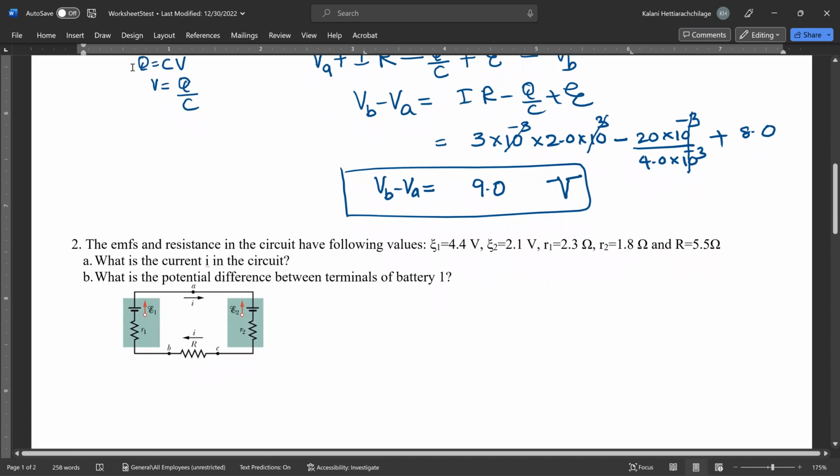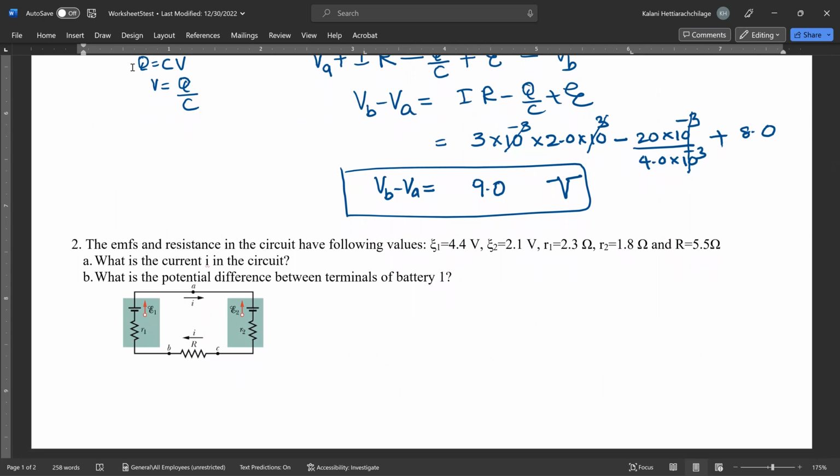For the second question, I have two power supplies, and epsilon 1 and epsilon 2 are given, internal resistance is given, and also R is given. Usually for internal resistance we use the lowercase r, and uppercase R is for the resistance of the circuit. Internal resistance means that when a manufacturer develops a power source, there is a resistance in the source itself. That's why we don't have an ideal power supply. We have power supplies that have internal resistance in real life.